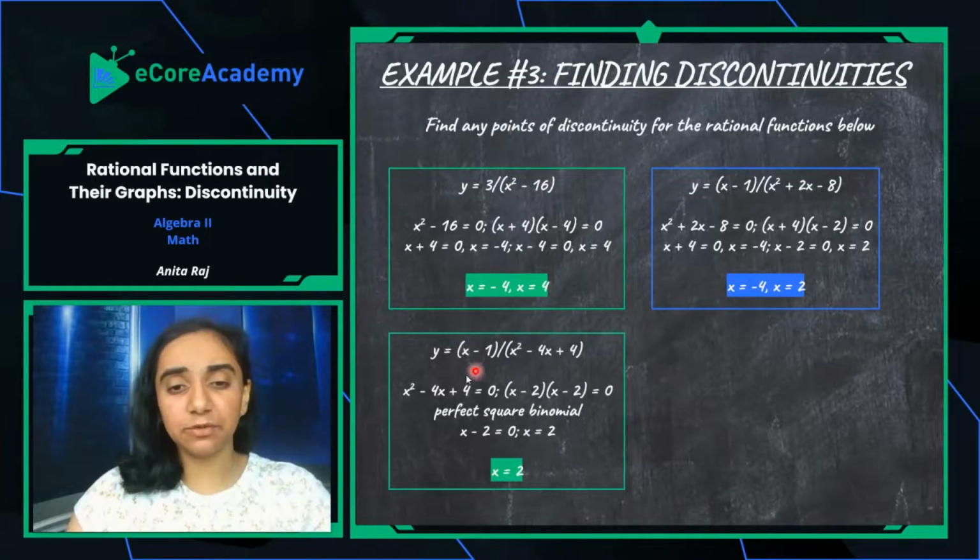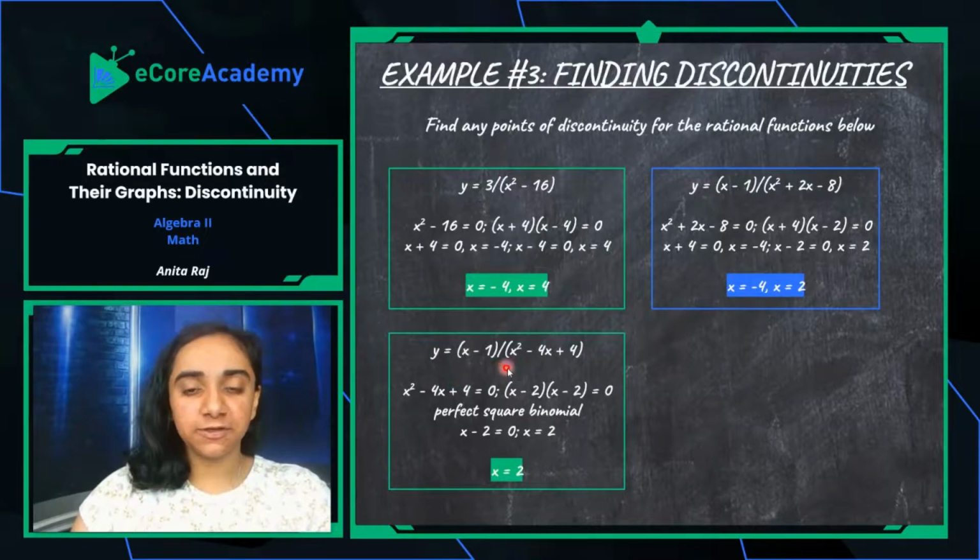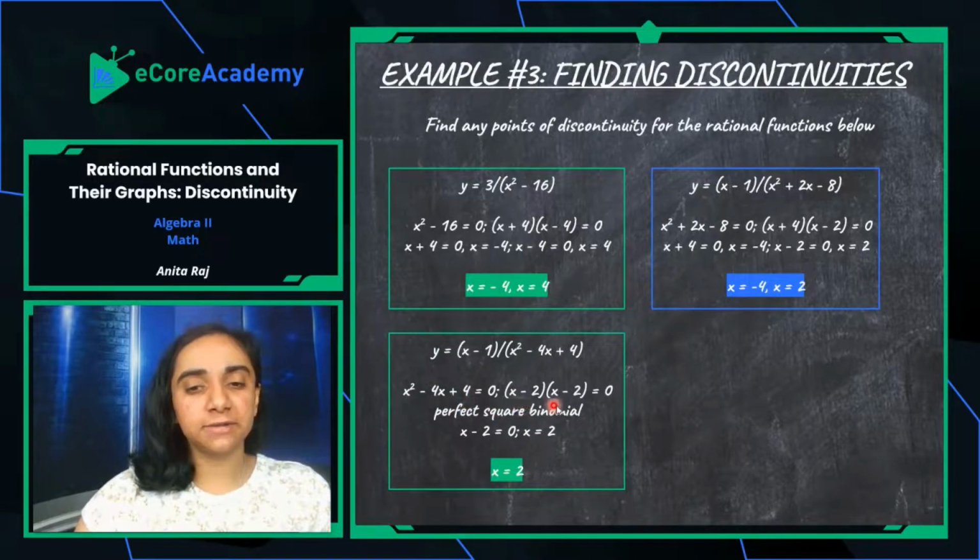Our next example, y is equal to x minus 1 divided by x squared minus 4x plus 4. First, we're going to take our denominator and set it equal to 0. So x squared minus 4x plus 4 equals 0. If we factor x squared minus 4x plus 4, we'll end up getting x minus 2 times x minus 2 equals 0. And you can see that this is a perfect square binomial.